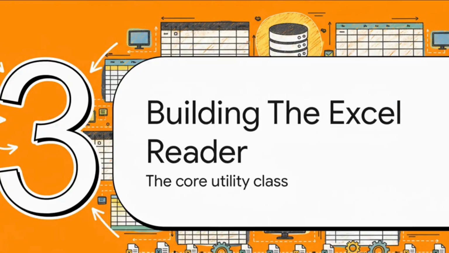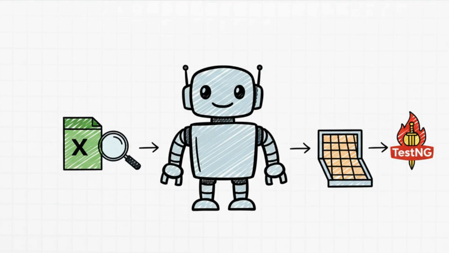Okay, but how do we actually get our tests to read this Excel file? We need a bridge, right? And that bridge is going to be a dedicated reusable utility class that does all the heavy lifting for us. And this is our workhorse. Think of this thing as a smart little robot. Its only job is to go into our Excel file, find the exact sheet we tell it to, read all the data, and then package it up in the perfect format that TestNG needs. It's a single, reusable tool that's going to power our entire testing process.